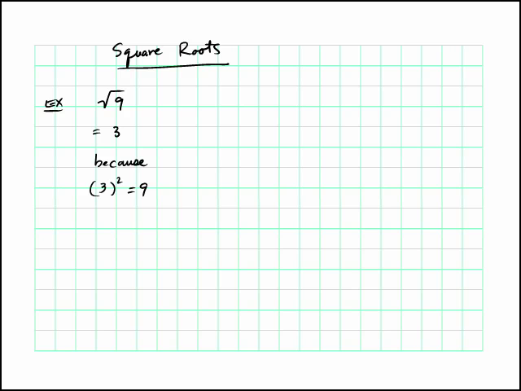Let's now make a mention of square roots. First example, square root of 9. The square root of 9 is 3. And the reason for that is if we take 3 and we square it, we're going to get 9 back. Likewise, the square root of 25 would be 5. Because if we take 5 and we square it, we get 25 back.